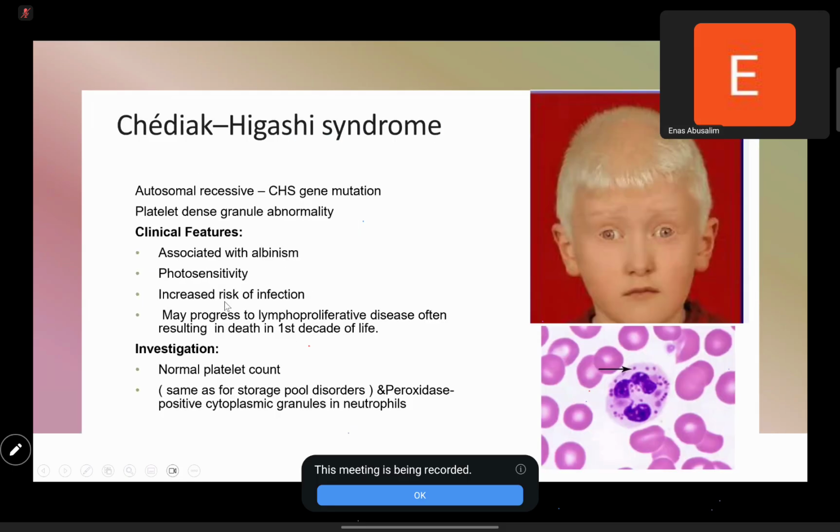Chediak-Higashi syndrome has a constellation of abnormalities, including oculocutaneous albinism and photosensitivity. Many of them progress to lymphoproliferative disorders and high-grade lymphomas, and this is the leading cause of death with them. What gives it away is that apart from having abnormal platelets, so this is a platelet here, their neutrophils have dense granulations within them or inclusion bodies. Okay?